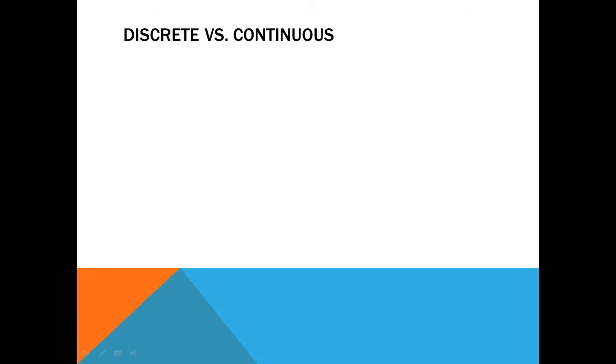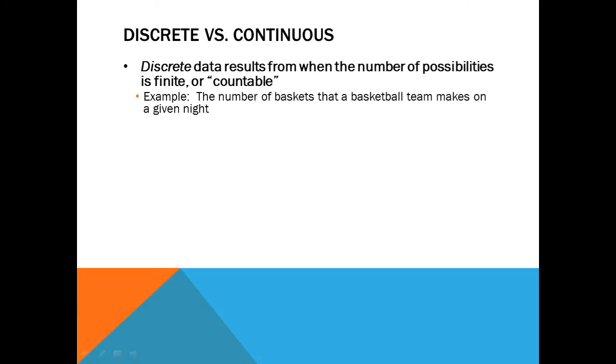So discrete data versus continuous data. Discrete data is when the number of possibilities is finite. Now, again, here's another term that you talked about in integrated algebra as freshmen. Finite, it's countable. An example here is the number of baskets that a basketball team scores on any given night. You can count those. You're not going to say it's 4 3/8 baskets. It's a whole number. Most of the time, it'll be whole number data when you're doing discrete data.